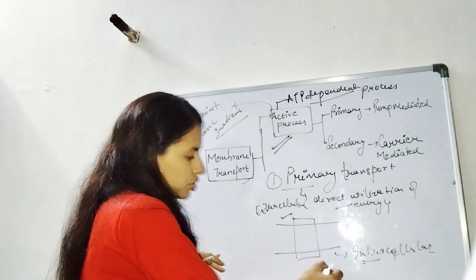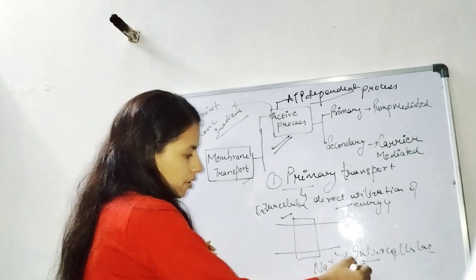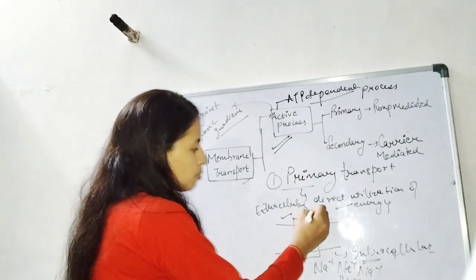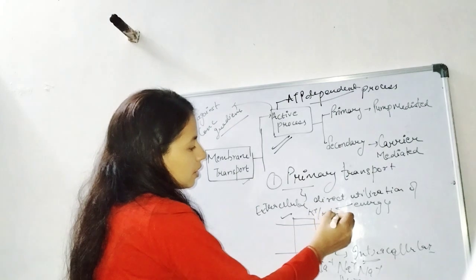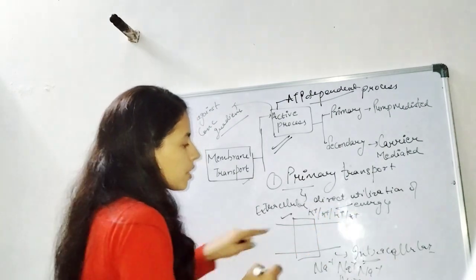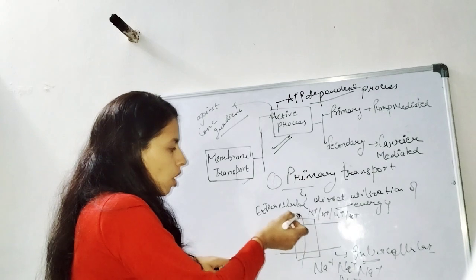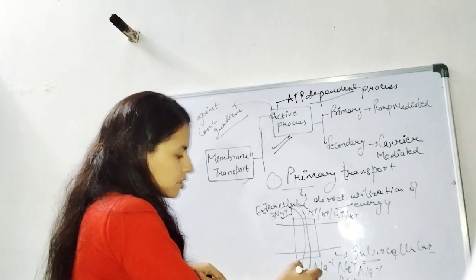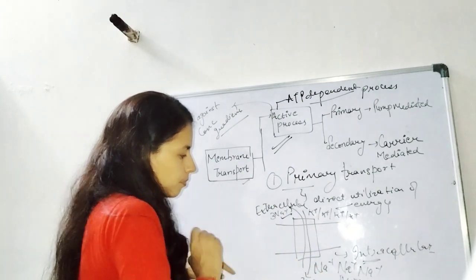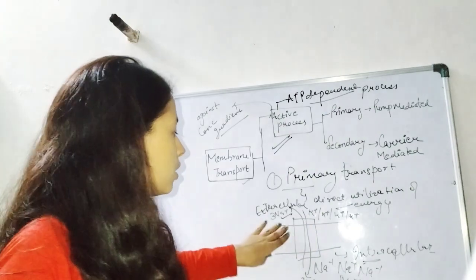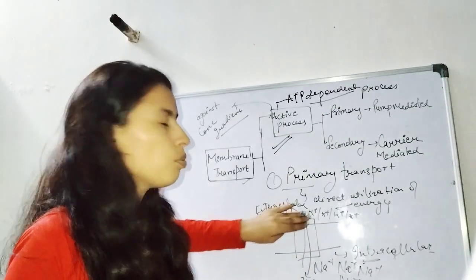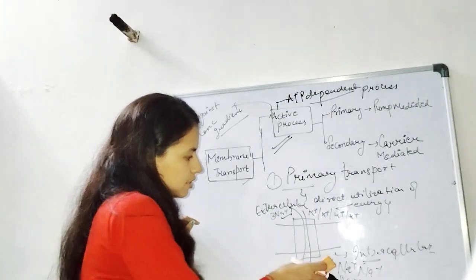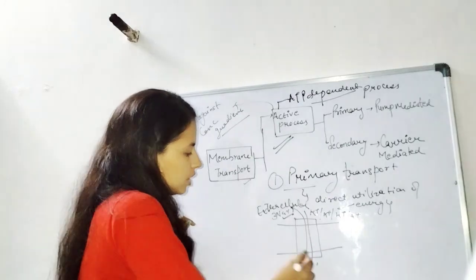Firstly, sodium concentration is high intracellularly, and extracellularly potassium ion concentration is high. So the sodium ions are moved outside. Three sodium ions move outside and two potassium ions move inside the cell. An ATP is utilized here, directly utilized.